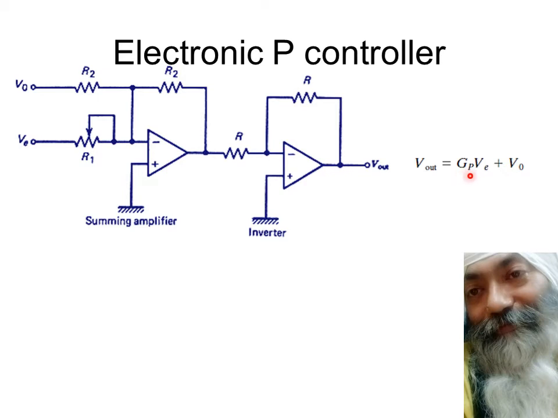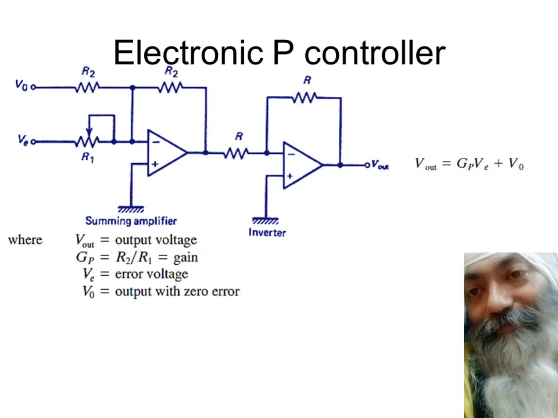Essentially it is not Kp. It looks like, why is it not Kp? We shall be getting to this point in a minute or so. But right now, up to this point, there should not be any confusion. As we see, the output V output is given by GP into VE. GP is the gain, and here the gain is R2 upon R1.